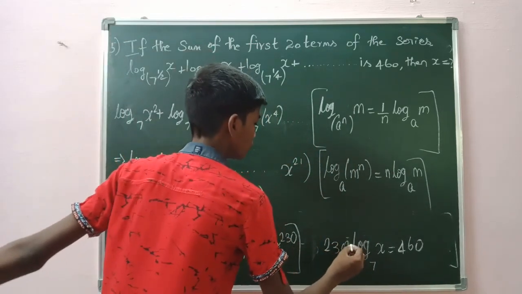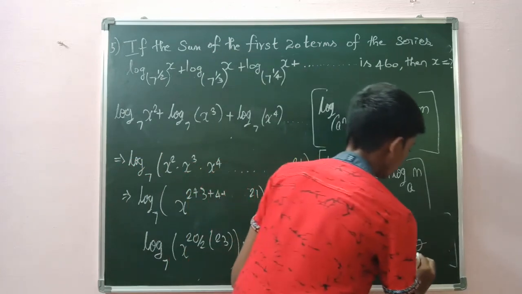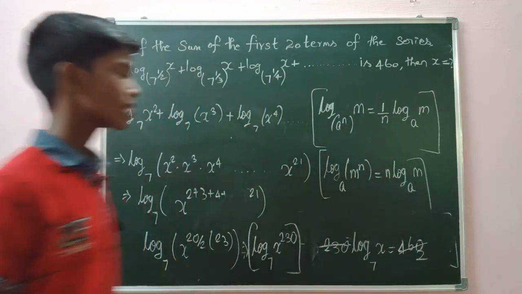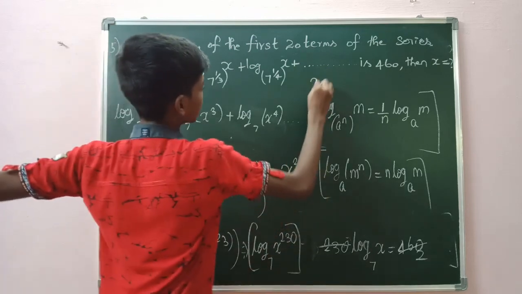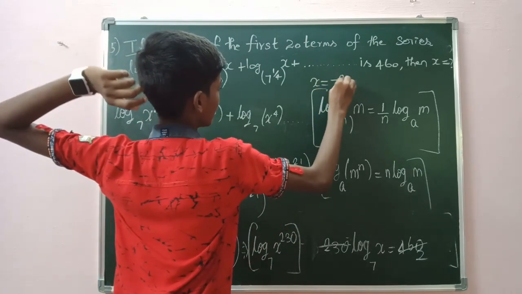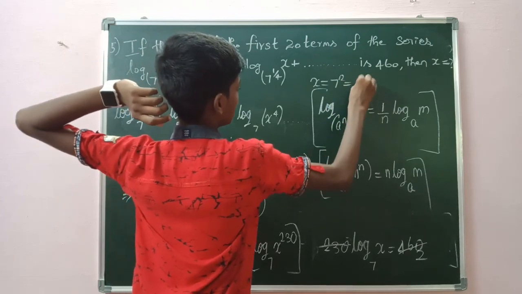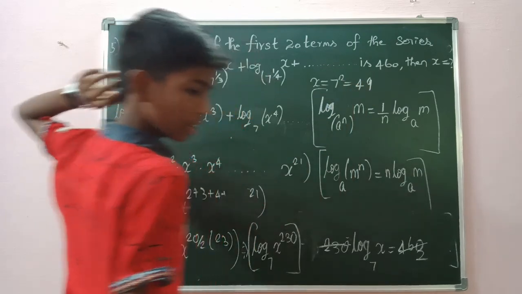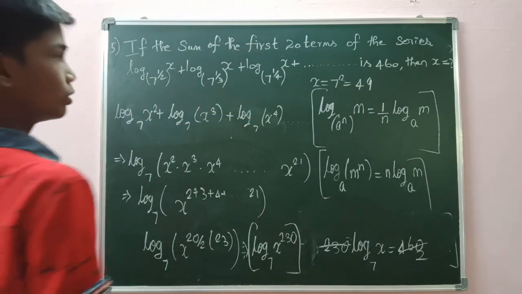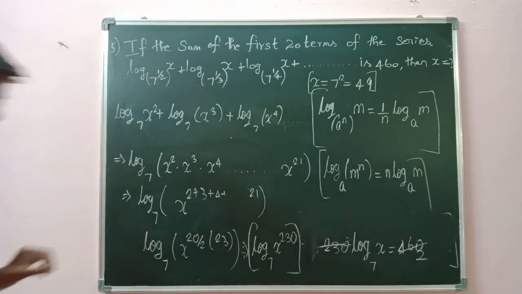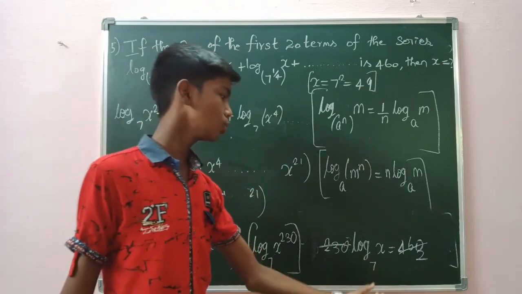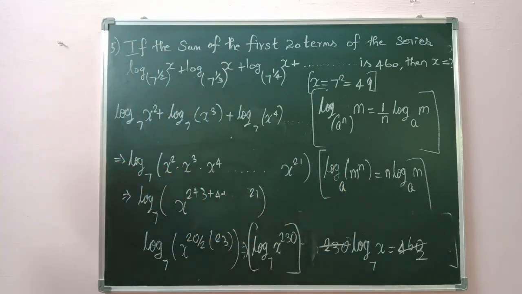Cancel out. So 230 cancels. Here I will get 2. Log to the base 7 of x is 2. If log to the base 7 of x is equal to 2, then x will be nothing but 7 square. Basic thing. Hence the answer for the question is 49. And this is a very good question. 49, because log to the base 7 of x is 2, hence your x will be 7 square, that is 49.